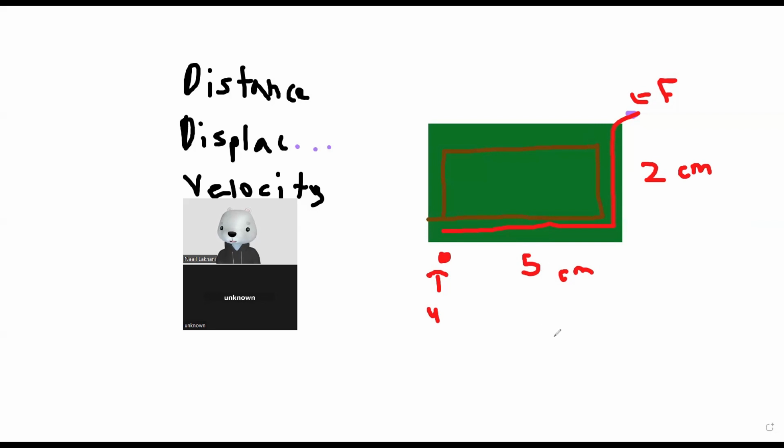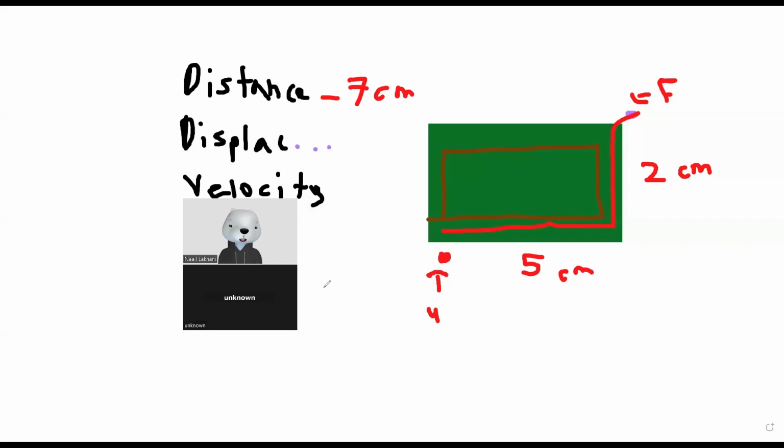So it'll be 5 plus 2. So the total distance you traveled will be 5 plus 2, which will be 7 centimeters, okay? So you can just get it from what path you're traveling on and the distance of that path.